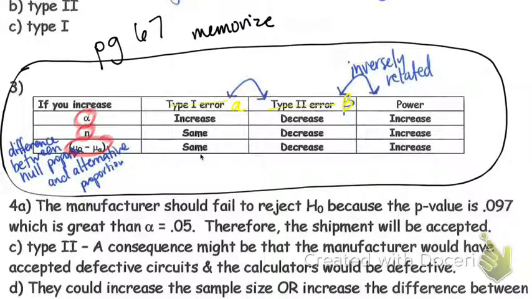When I increase my sample size, alpha is not affected, because I didn't do anything with alpha. The only time alpha is affected is if I do something to alpha. But if I increase my sample size, my power increases, beta decreases. And if I increase the discrepancy between my null and my alternative, my alpha stays the same because I didn't do anything to it, but my power increases, my beta decreases. So memorize this, memorize the type 1 and 2 error chart, and then have those scripts memorized for type 1 and 2 errors.